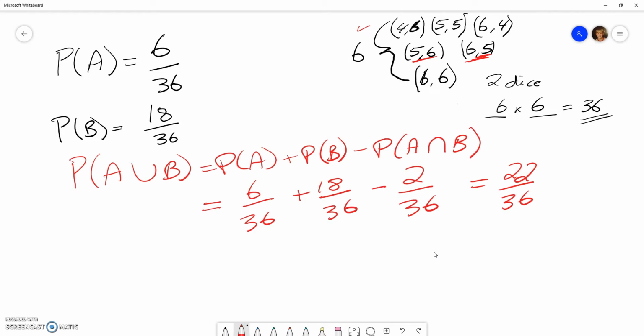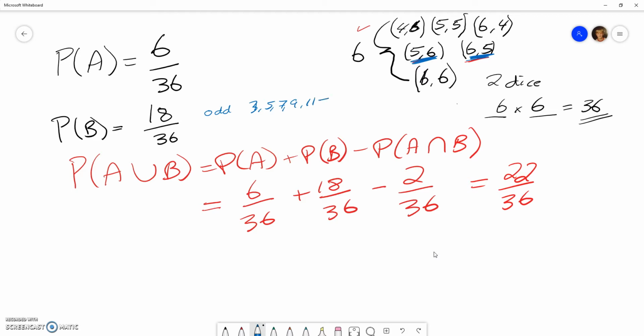Now, just a word about why we have to take account for what they share in common. The values 5 and 6, and 6 and 5, are counted in A. In B, this is all the odd numbers: a dice total of 3, 5, 7, 9, and 11. Those are all outcomes where the dice are going to show odd numbers.